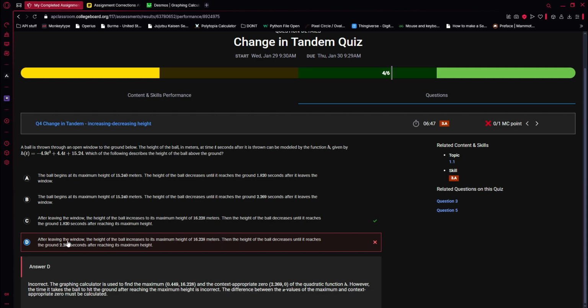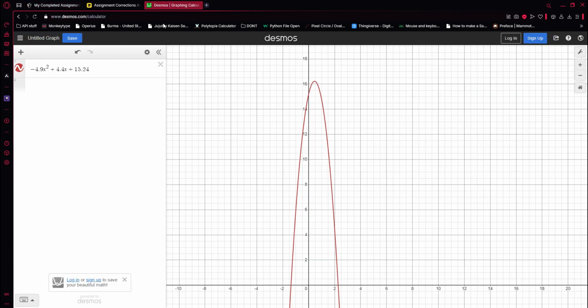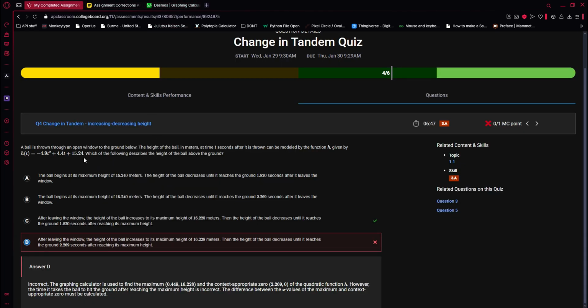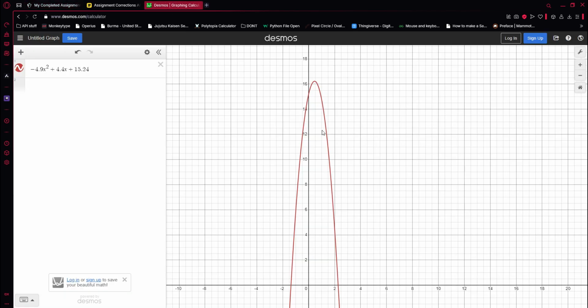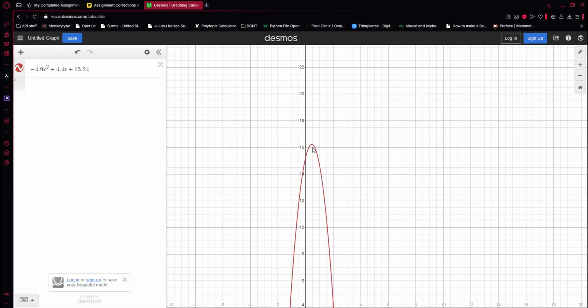So, after leaving the window, the height of the ball increases. Okay, so what we're looking for is the height of the ball above the ground at its peak. Maximum height. That's what we're looking for, maximum height. So, what is our maximum height here?